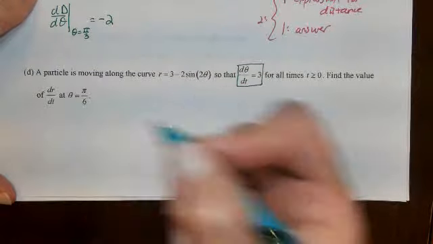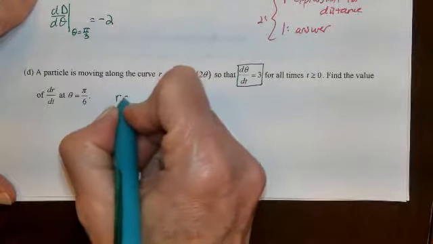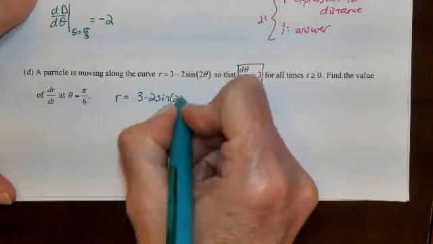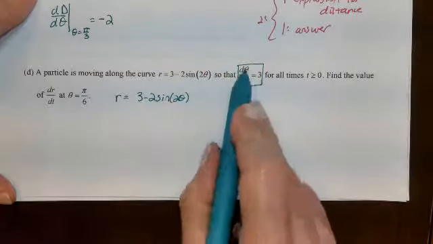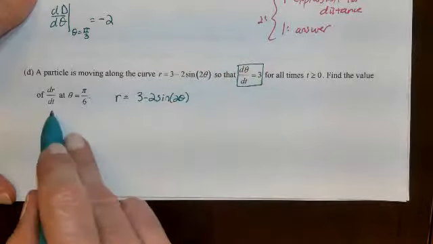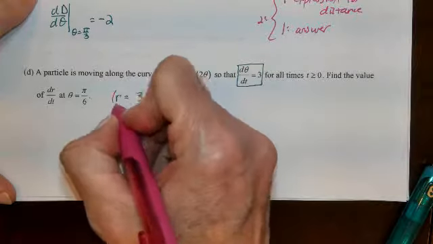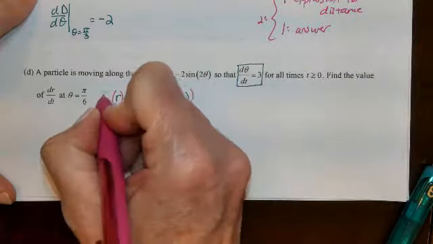Okay, this is just a little related rates problem, really. Here's my function. I'm given d theta dt, and I want dr dt. So I'm going to take the derivative of both sides with respect to t.